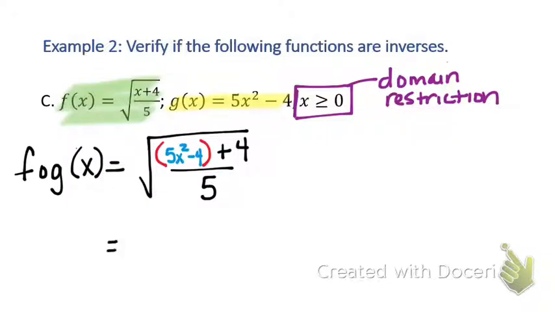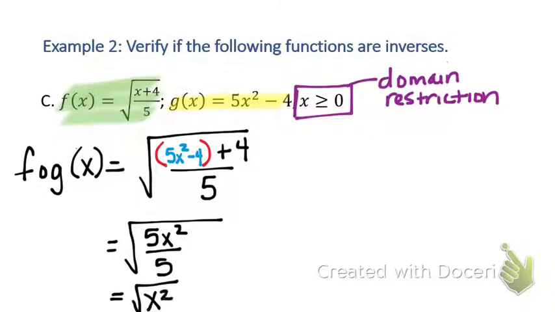All right, so then we have the square root of. I'm going to simplify what I have in the numerator. So the 4's should cancel out first. And that should leave me with 5x squared over 5. What's the next thing that should cancel out? The 5. And the last thing would be the squares and the square root.